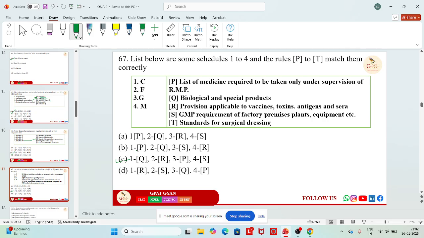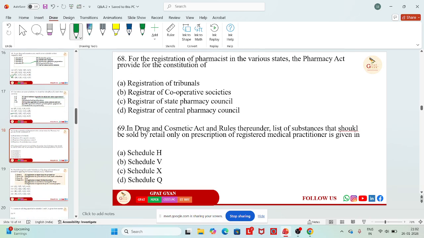So, C is for the biological special product, F is for the provision applicable for vaccine, toxin, antigens, and sera, and G is for the medical supervision. This is the one, RMP, medical supervision, and M is for the factory premises. So, C will be the correct answer. Next, for the registration of pharmacists in various states, the Pharmacy Act provides the constitution of.